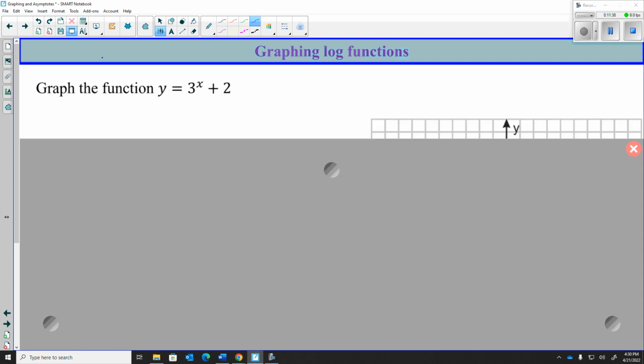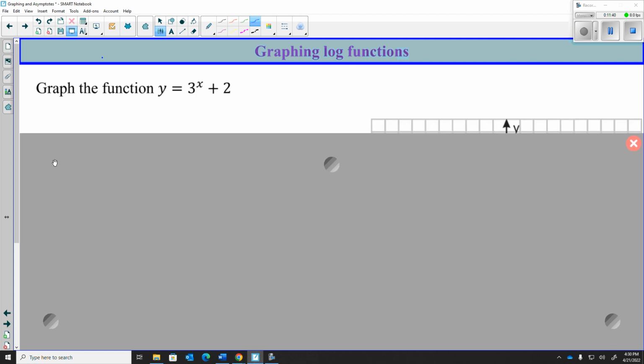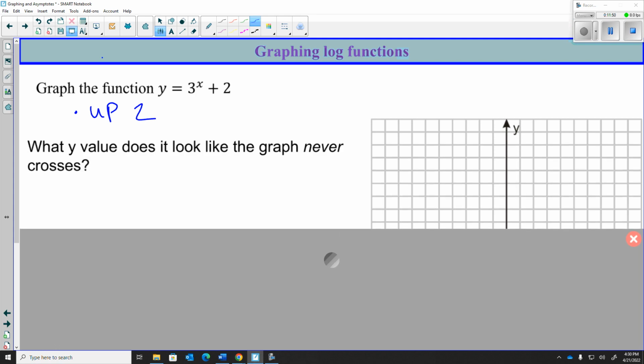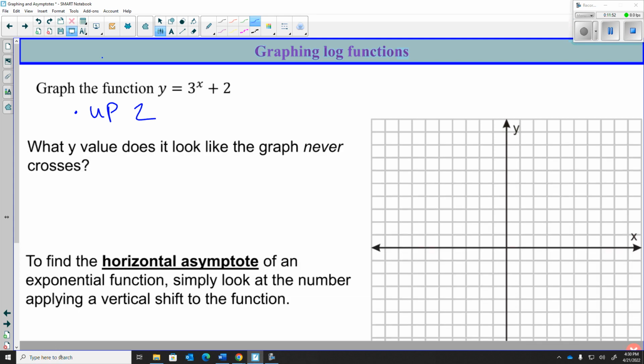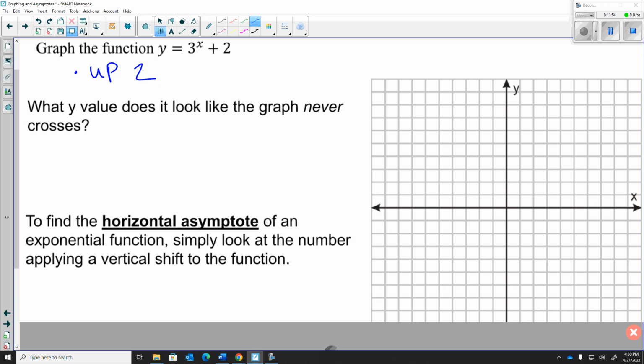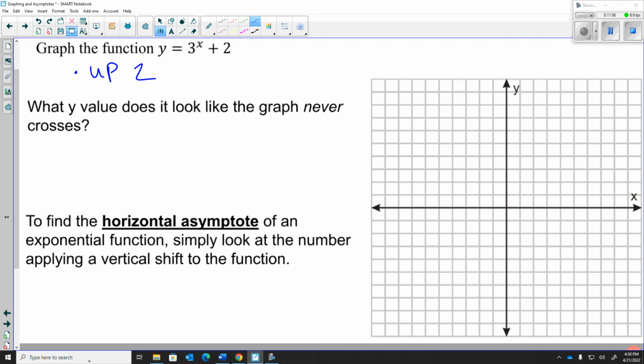So here we go. Let's graph this thing. First, let's think about the transformations. There's only one. It's going up 2. That's the only transformation, up 2. Again, we're just going to use Desmos to do this. Let me pull up Desmos real quick.